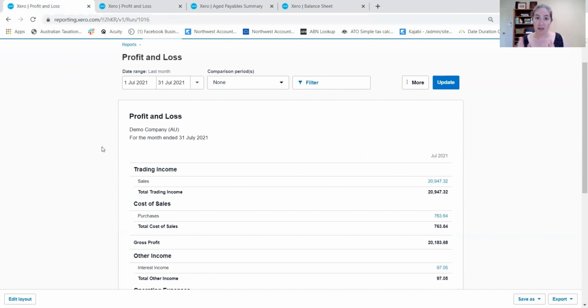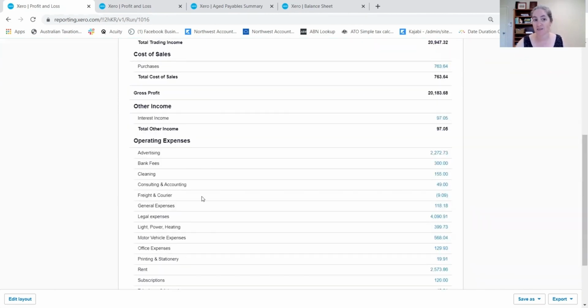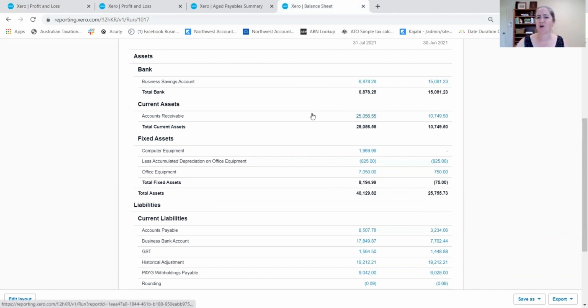So hopefully I've explained well enough that your profit is not your cash. $20,000 in sales versus $7,000 received in your bank account as money in. The profit is not your cash. But when you do make a profit and when you do receive cash in, it's not just these expenses that you spend your money on. You also spend money on balance sheet items as well.